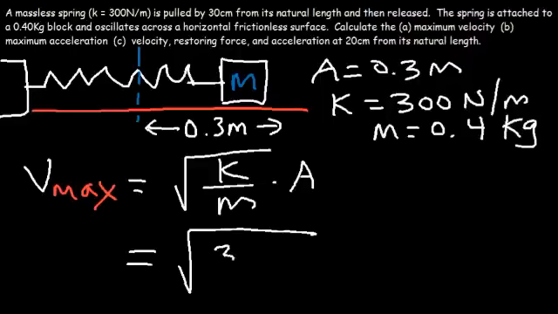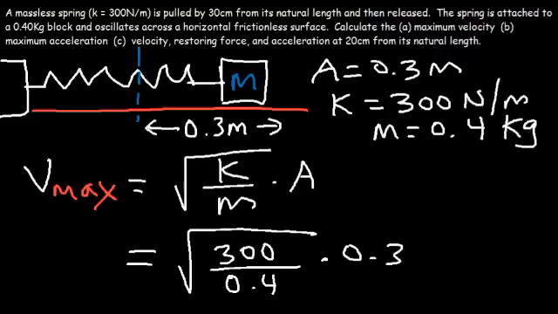So this is going to be the square root of 300 divided by 0.4, times 0.3. 300 divided by 0.4 is 750. The square root of 750 is 27.386, times 0.3, and you should get a maximum velocity of 8.216 meters per second.